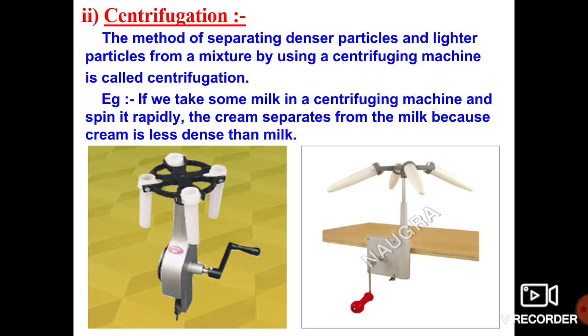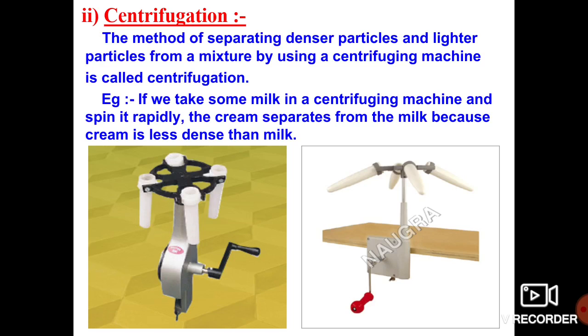Have you observed those two pictures here? The first picture is a centrifugation machine and the second one is also a centrifugation machine. The first picture shows the rest state, and in the second picture it keeps on rotating. So like this.